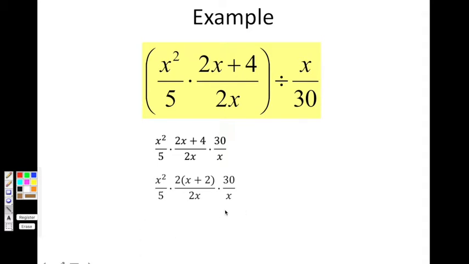So now we need to cross simplify. So here, this is technically like x and x times x. So these x's will cancel out. Also, my 2's can cancel out. So then I'm just left with 30 and 5. But 5 can go into 30 6 times. So then I'm left with 6 times x plus 2.